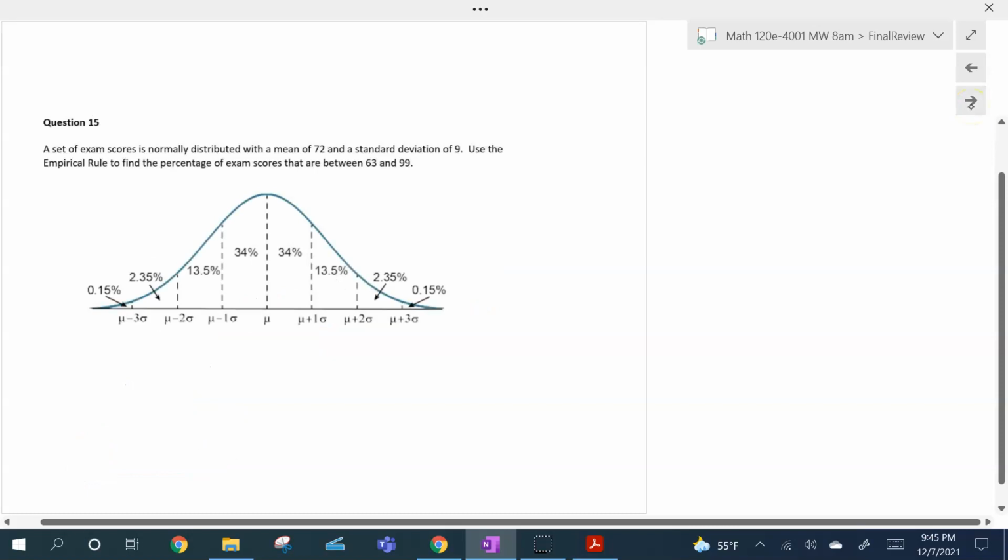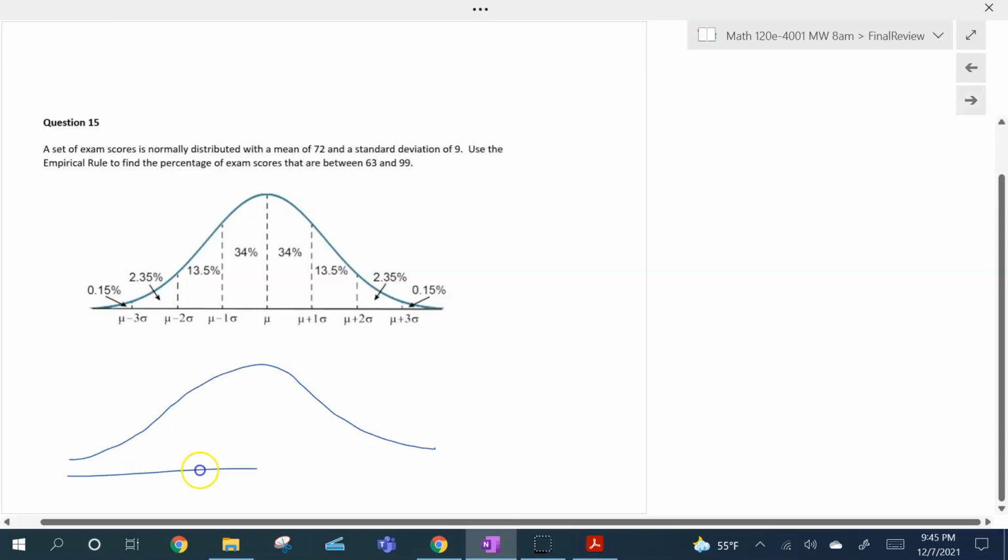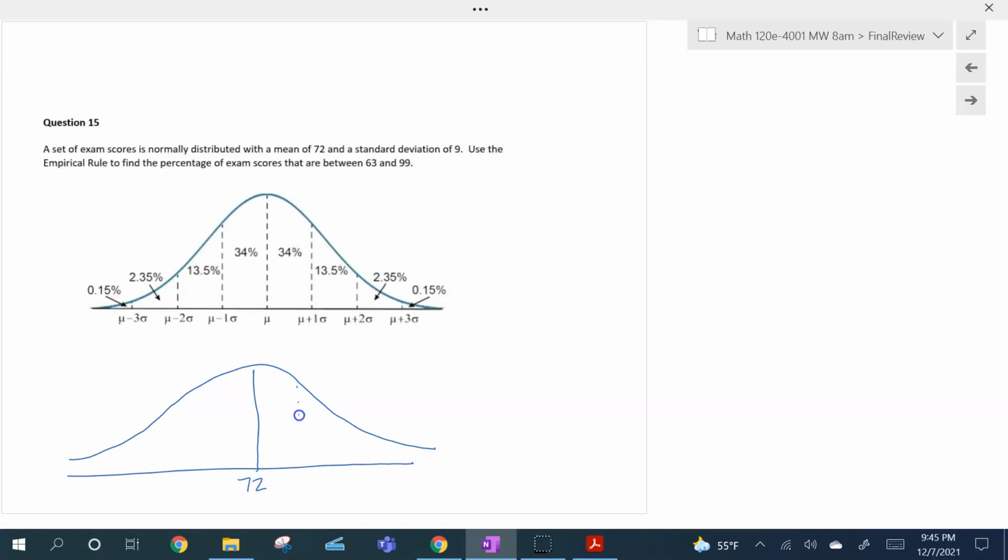Alright, 52. We got a set of exam scores that are normally distributed with a mean of 72 and a standard deviation of 9. So 72 plus 9 plus 9 plus 9. 63 minus 9, minus 9.